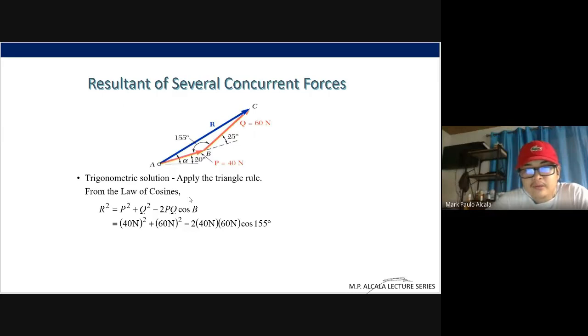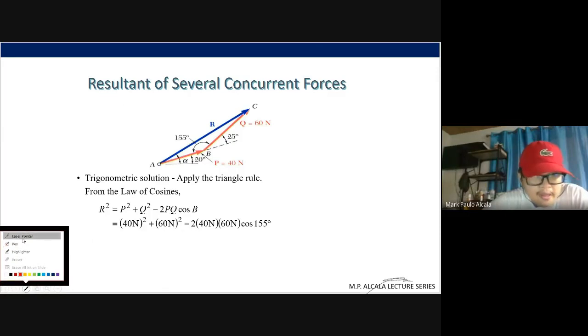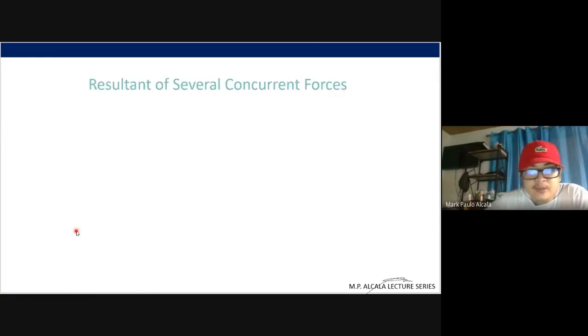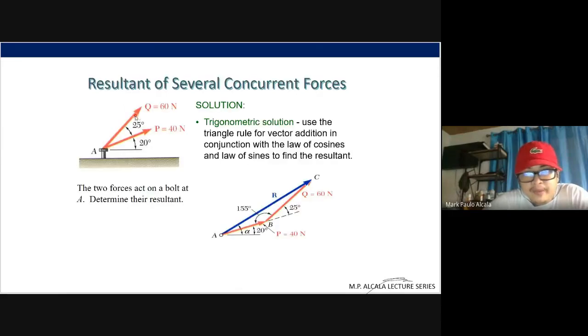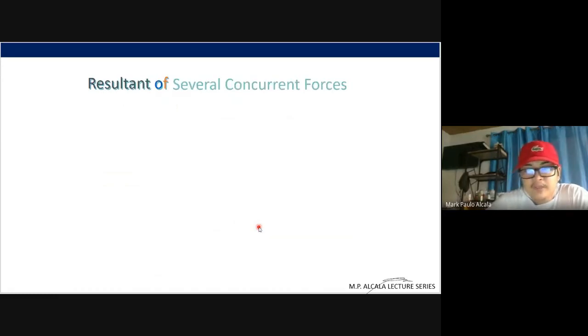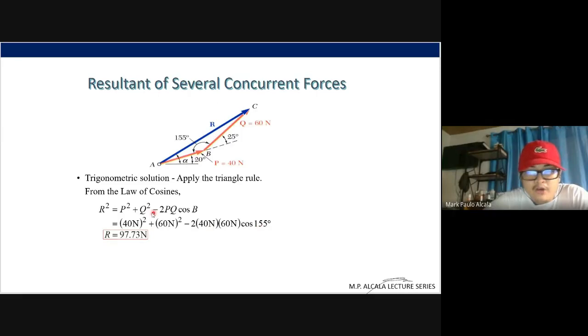Okay. So as we can see here, so let me show my laser pointer. In this case, the force vector Q is moved to the head of P, this one, and then connect the two. So we know both their magnitudes and their direction. That's why the included angle is 155 degrees. So simply substituting into the law of cosines, P squared plus Q squared minus 2PQ cosine of the included angle B will give us R equal to 97.73 newtons.